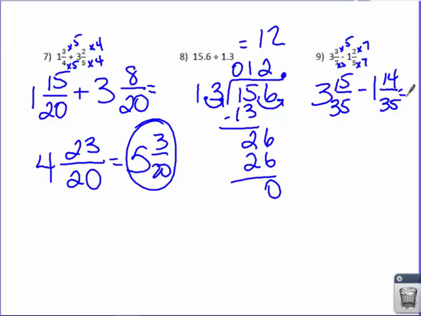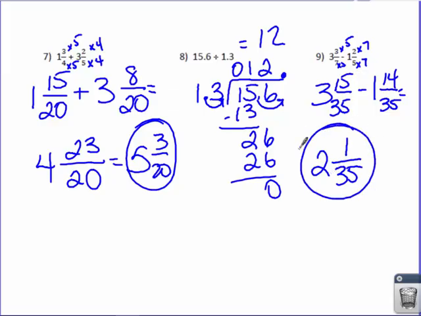So now when I subtract, 15 take away 14 is 1. Over keep my denominator, and 3 take away 1 is 2. So I end up with 2 and 1/35. Okay. Now 2 more questions and then we're done.